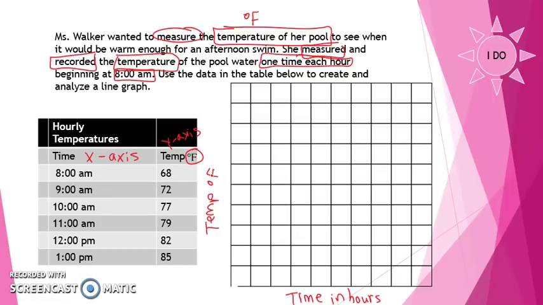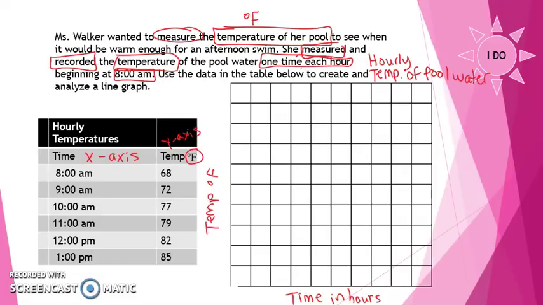Before we start setting up our numbers, I also want to make sure we don't forget to give the graph a title. We are showing the temperature of the pool water. So up here, I'm just going to put it off to the side, above the graph: temperature of pool water. Actually, I'm going to revise this. I'm going to say hourly temperature of pool water. You want to be very specific.